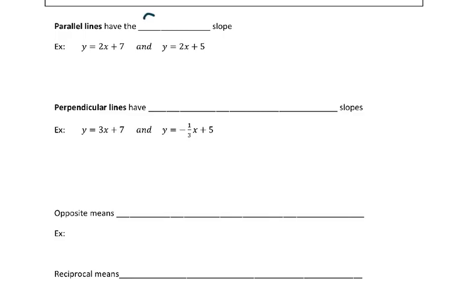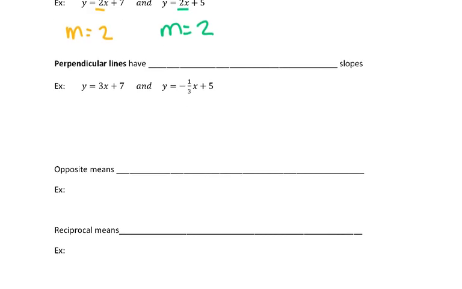Parallel lines have the same slope. So if we take a look at our example, the first equation, our m equals 2. And in our second equation, m also equals 2. So those are exactly the same. We know that those are parallel lines. Perpendicular lines have what we call opposite reciprocal slopes. So first word is opposite, second word is reciprocal.